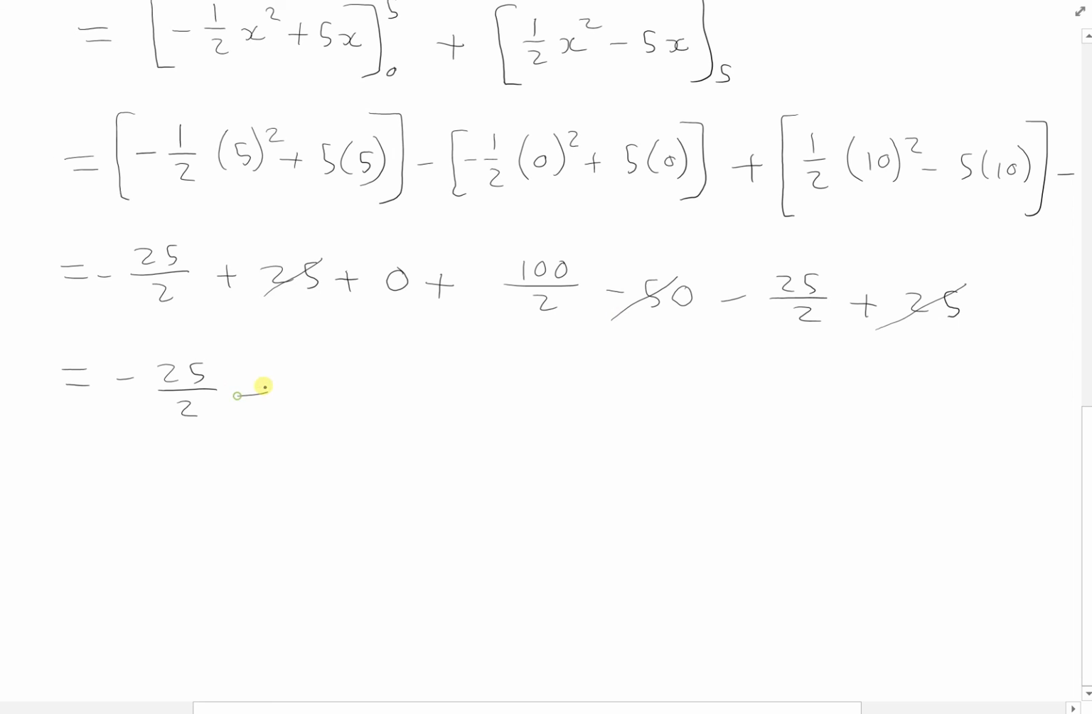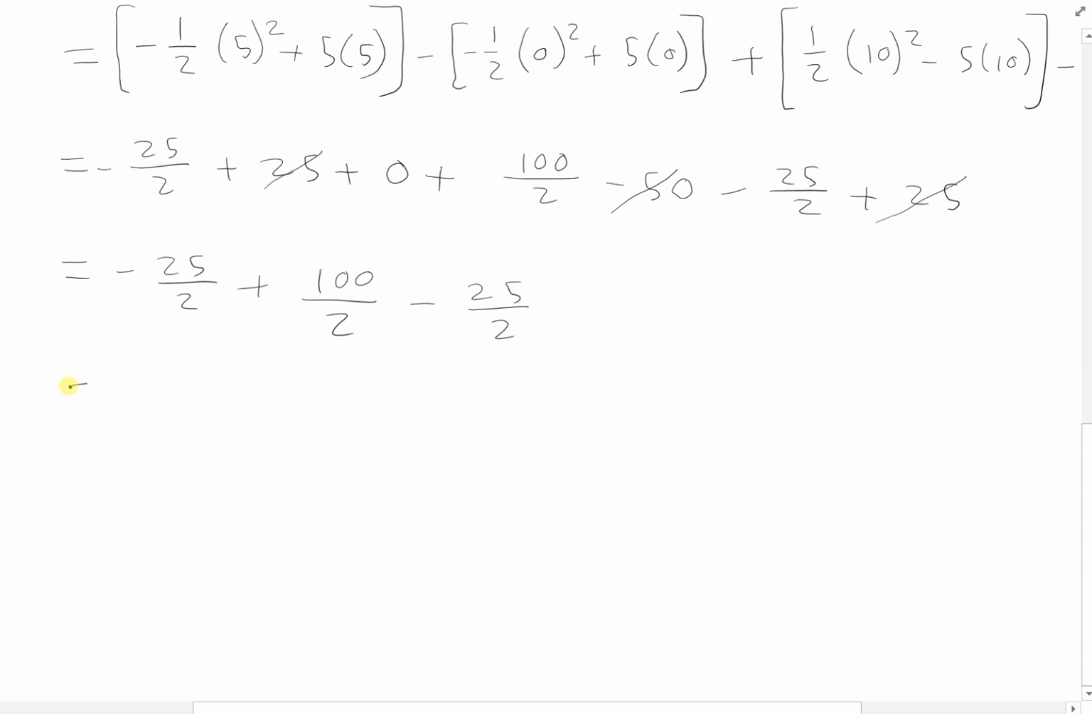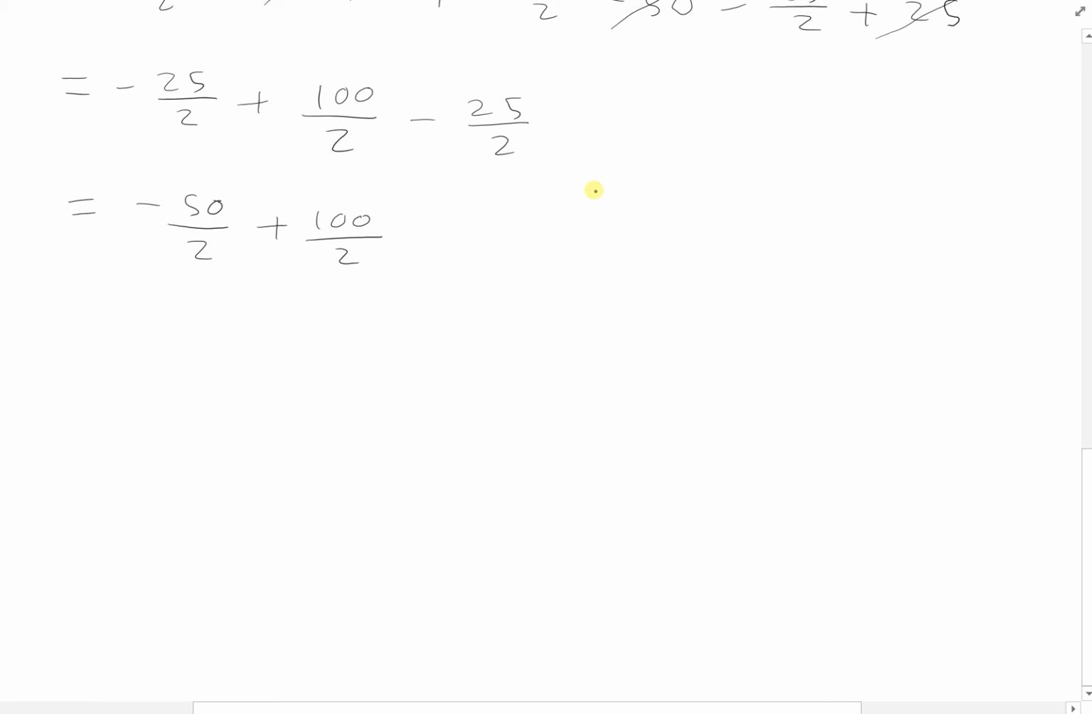And then I'm going to have plus 100 over 2. I can simplify this, but I won't, because everything I'm left with is a fraction. This is going to be negative 50 over 2 plus 100 over 2, which is 50 over 2, which is the same thing as 25. So this would be our area under the curve. Thanks for watching, and good luck.